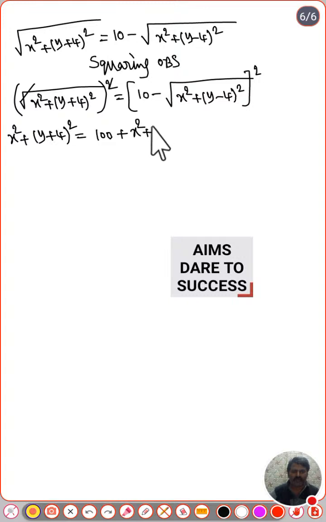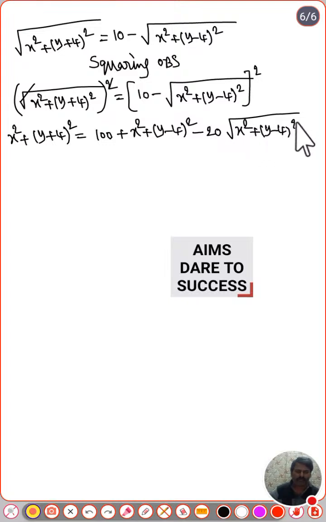After that, x square plus (y minus 4) whole square. Again one more time, 10 square is 100, plus complete this part, b square, the square root cancelled, remaining x square plus (y minus 4) whole square, minus 2ab, minus 2 into 10 is 20 into root over x square plus (y minus 4) whole square. Left side, right side, x square cancelled.